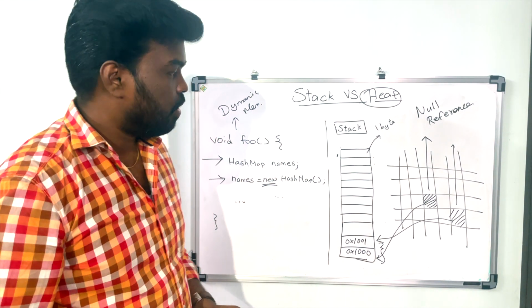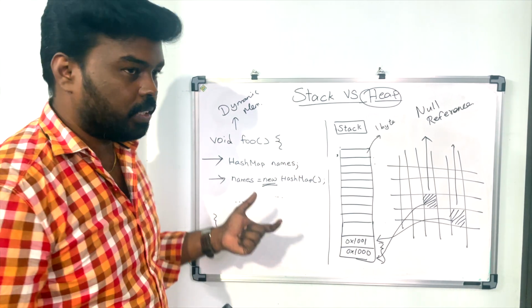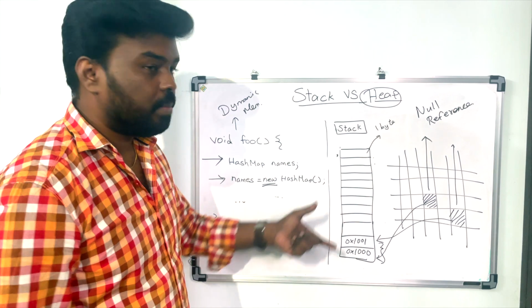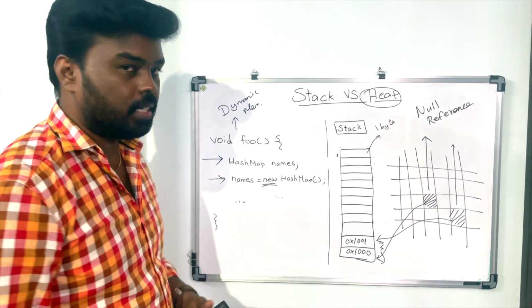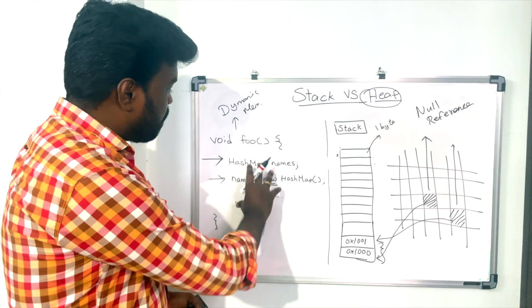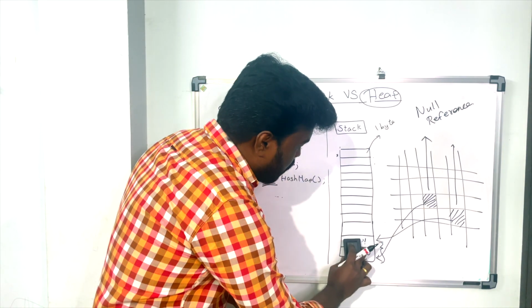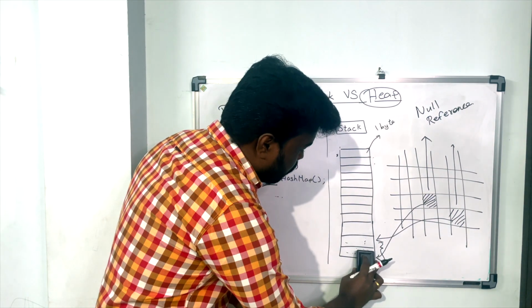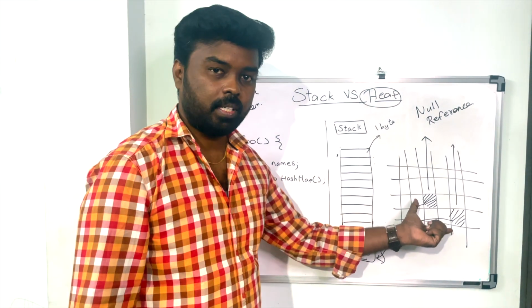And we also know that when the function execution completes, when the variables within the function go out of scope, the stack memory gets deallocated. And that's exactly what happens in this case as well. When this particular function completes the execution, when the hash map goes out of scope, whatever memory got allocated in the stack will be deallocated. So the stack memory will be deallocated, but what about the heap memory?